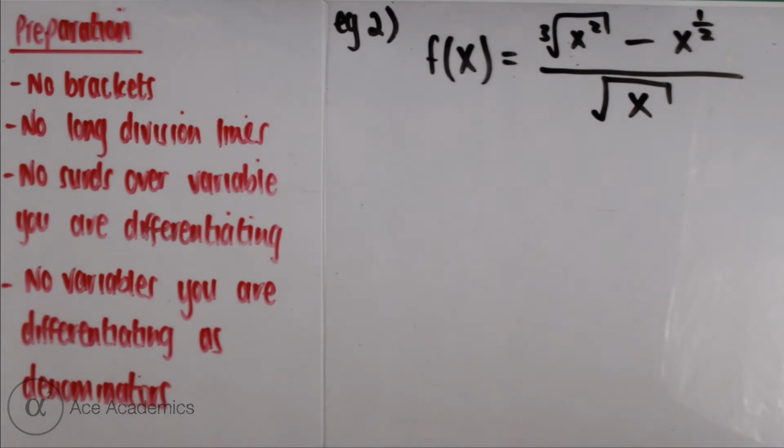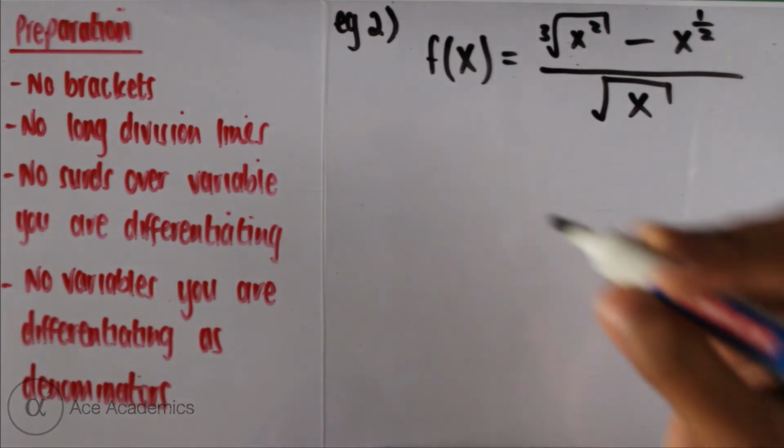Now let's look at a second example. We have f of x is equal to the cube root of x squared minus x to the power half, all divided by the square root of x. There's no brackets in our equation. There is, however, long division lines. So let's separate it out and give each numerator its own denominator.